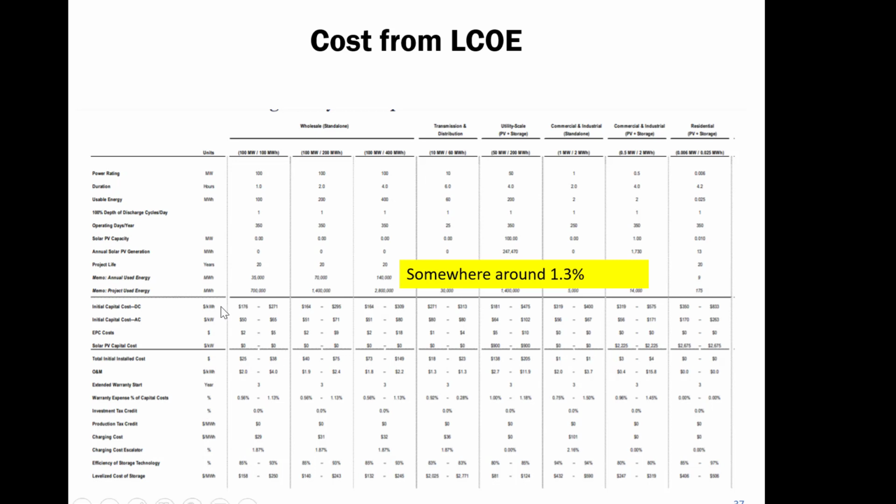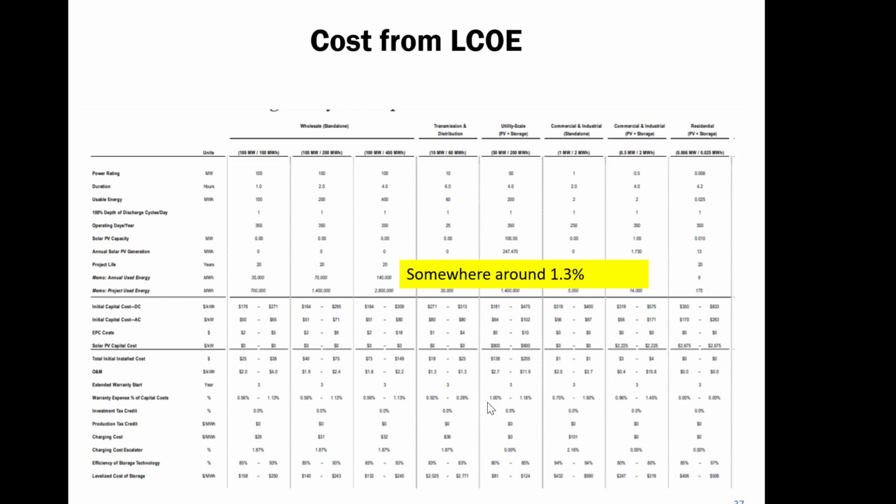What you really want is down at the bottom. Their consultant puts in these characteristics, and they put in the duration of the batteries. So we should expect the 6-hour battery to have a higher cost per kilowatt hour than the 1-hour battery. Okay, and you could draw some curves and do your little curve fitting and all of that. And then I put, they're saying it's somewhere around 1.3%.